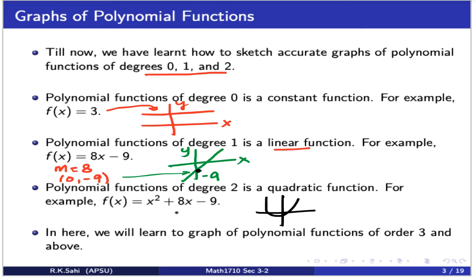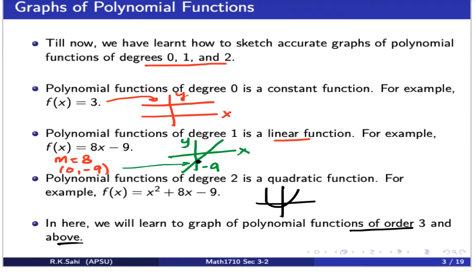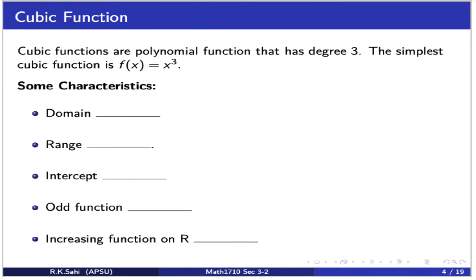Now in this session, we're going to talk about graphs of polynomial functions of order 3 and above. Let's start with the very simplest of all, a polynomial function of order 3. We are going to look at cubic functions. Cubic functions are polynomial functions that have degree 3. And the simplest cubic function is f(x) equals x cubed.